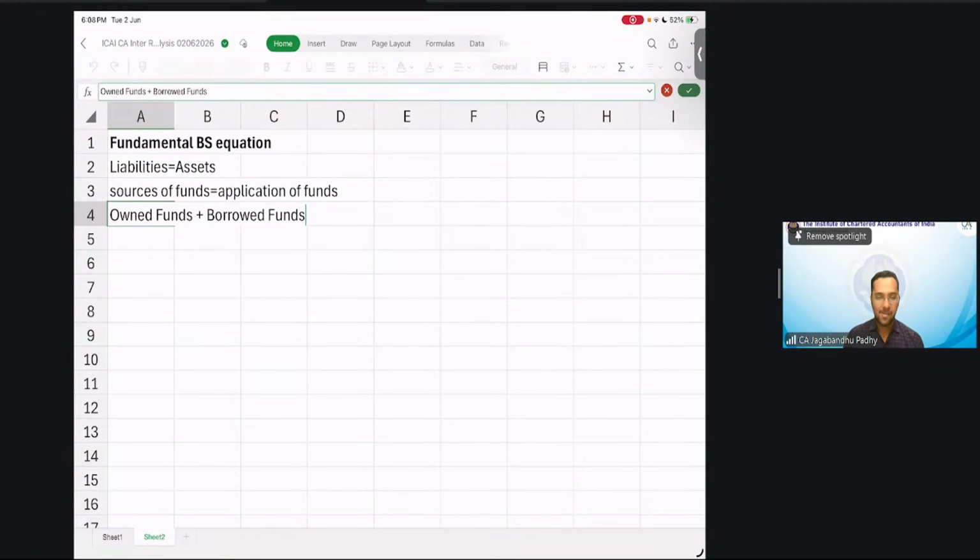Ideally, the sources of funds, which are your owned funds and borrowed funds, should be equal to all your application of funds. Whatever money you're raising by way of owned funds or borrowed funds can be applied into broadly investment areas. Now, what could be the areas of investment? First up, it could be non-current assets.